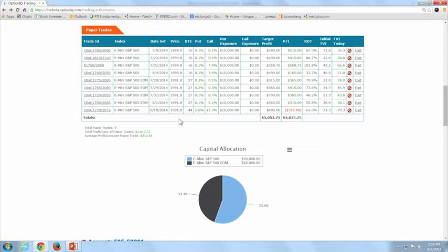So it's pretty simple. You simply log in here, take a look at all your trades, follow the exit rules, and if nothing needs to be exited, which is sometimes the case, then put it away and go through the process again the next day.